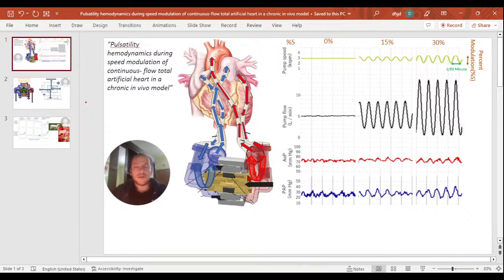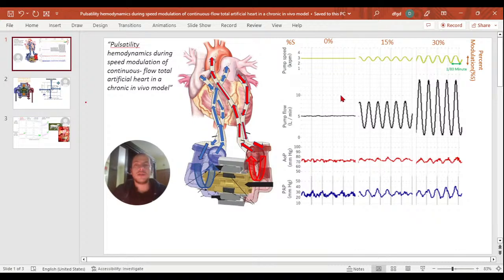So, if we leave this electric motor at a constant speed, as you can see here, the flow is going to be constant and there is not going to be pulsatility. So there is not going to be a systolic and diastolic pressure. And this doesn't mimic the normal human physiology, because the lack of systole and diastole may damage the endothelium and can cause some issues.